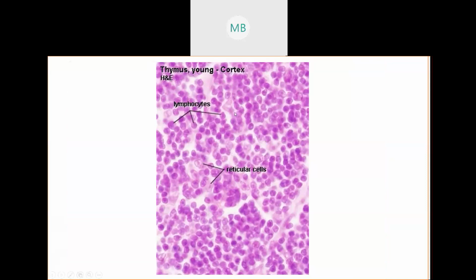You can see more lymphocytes on this super close-up of the cortex of your thymus. Reticular cells are the ones that look kind of squared off. The lymphocytes are the cells that look like a giant eyeball.